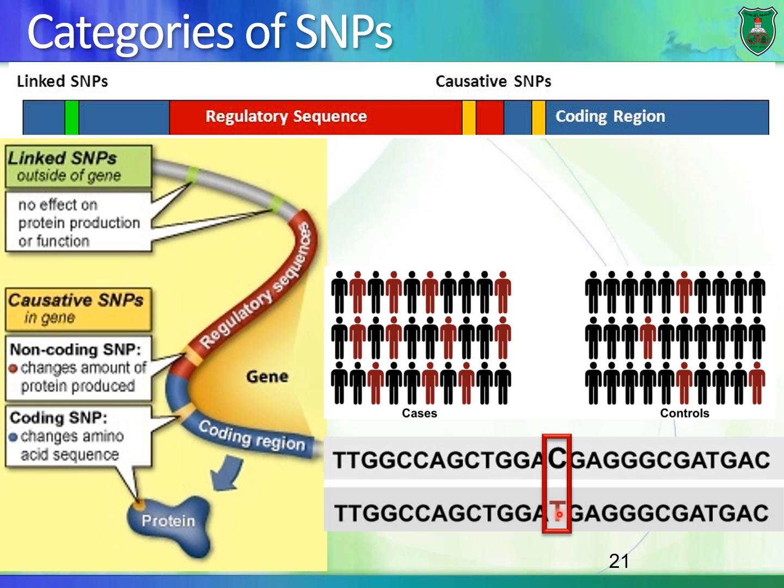So what does it mean that it's linked? It's linked to a phenotype, or it's linked to a gene. Maybe it's located near a gene that causes that disease. So when the gene is inherited, the SNP is also inherited along with it. Okay, so that's what linked means. And I hope it's clear.